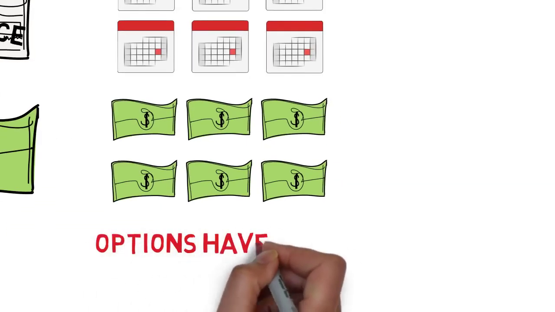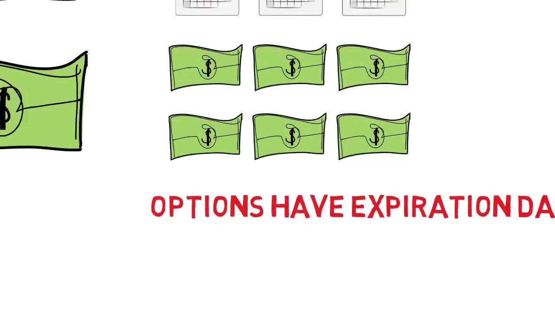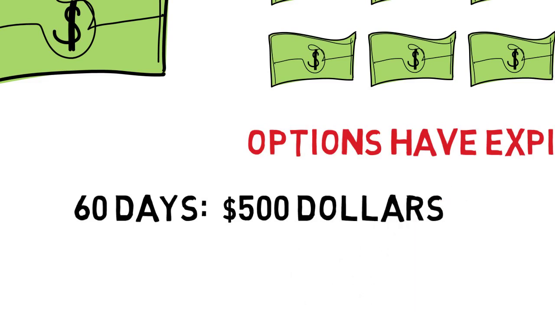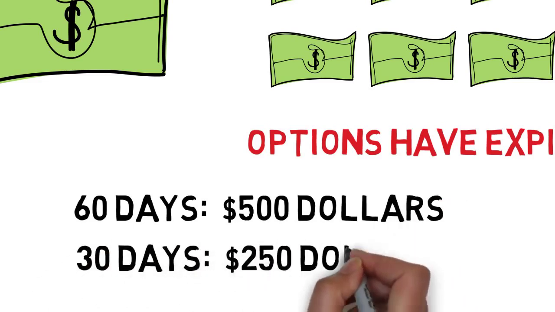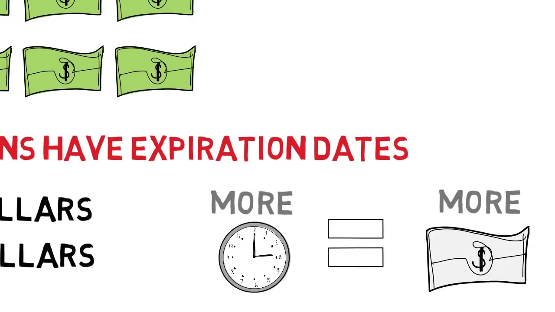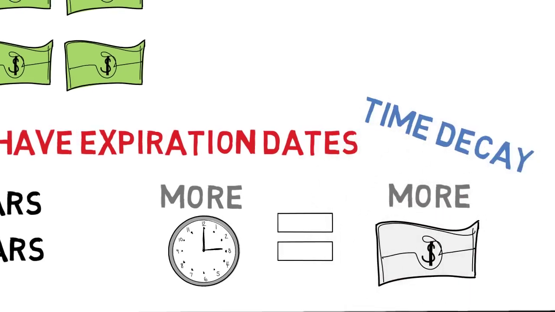They have expiration dates for the exact same reason you have to pay monthly for car insurance. An option with 60 days until expiration might cost $500 when the option with only 30 days to expiration only costs $250. So more time equals more money. So naturally, as time passes, an option's time value will decay. This is known as time decay.